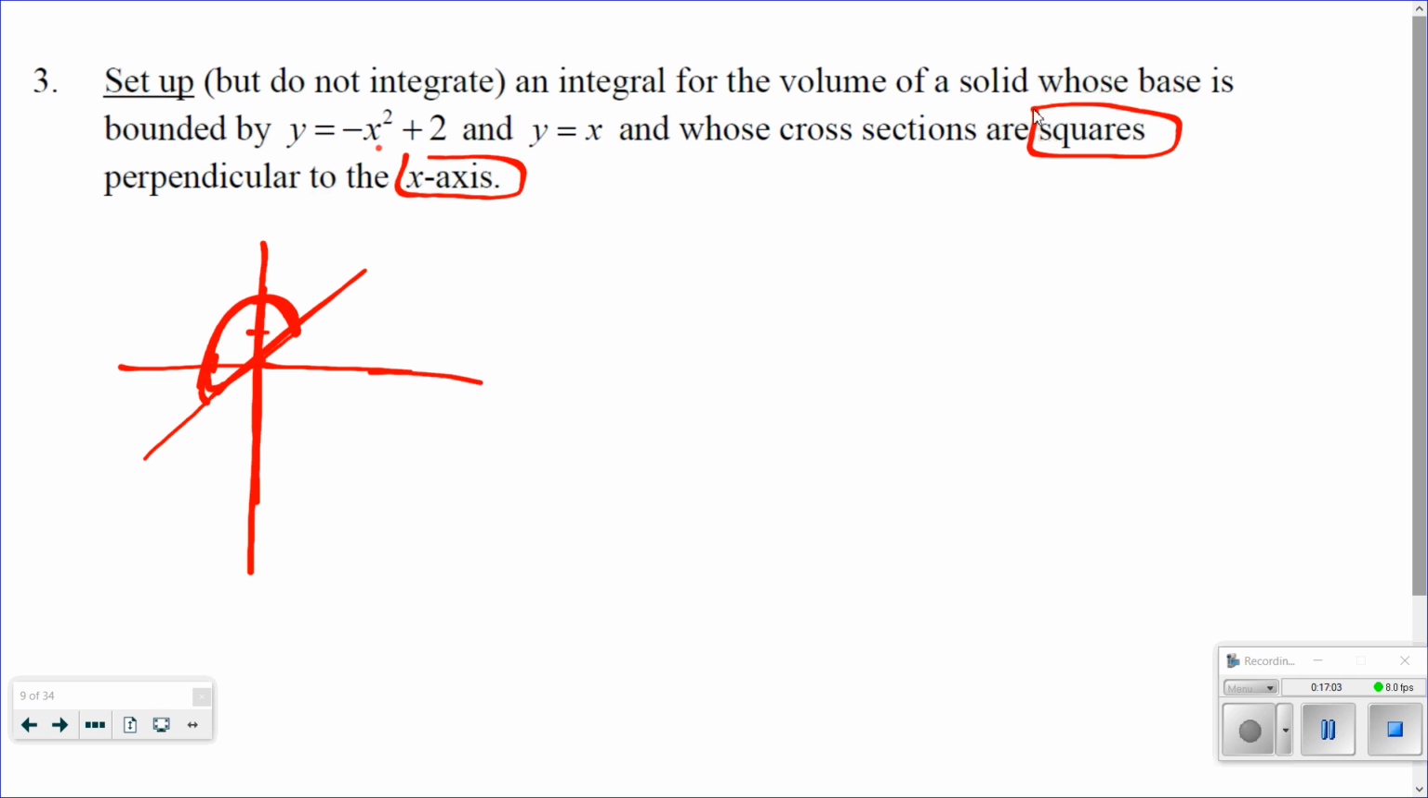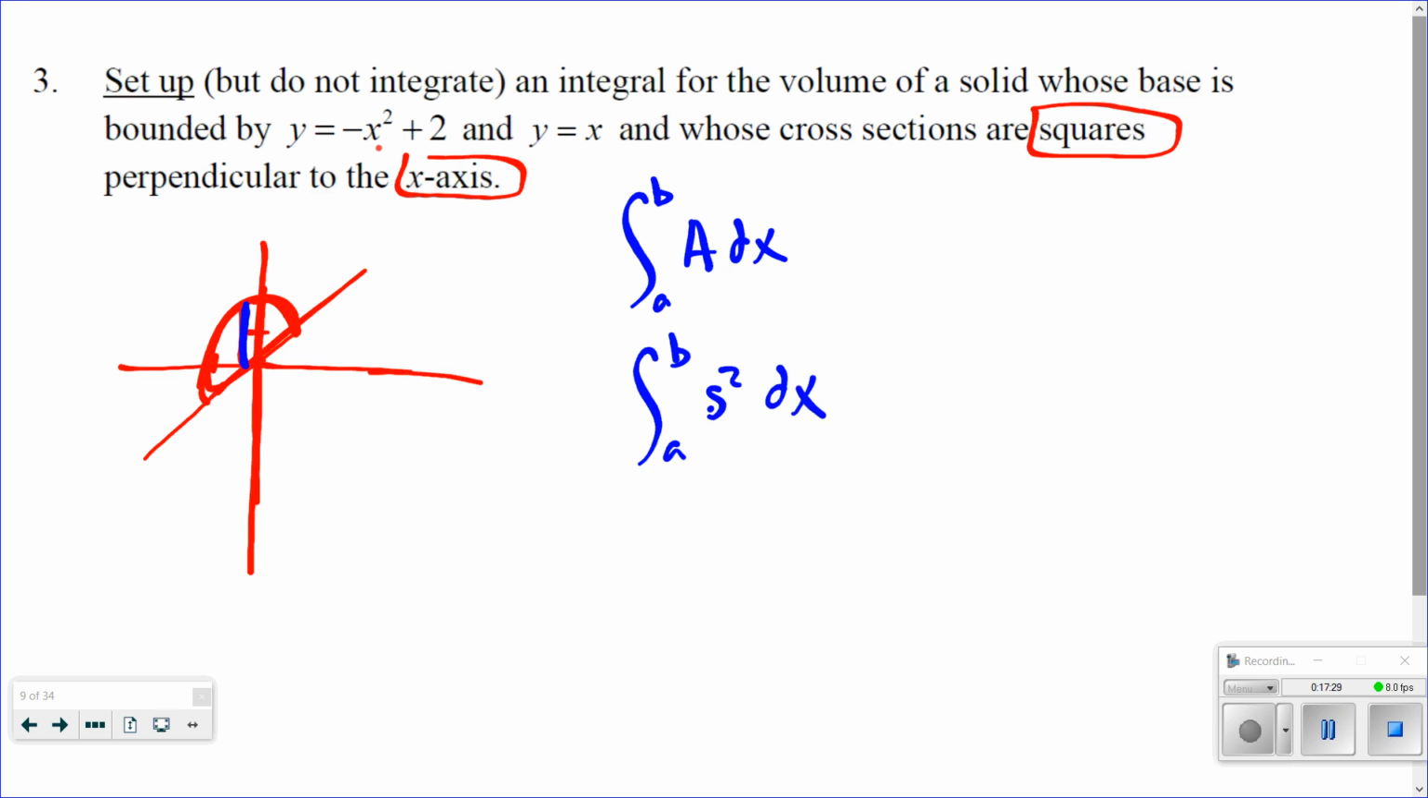Okay, we want it to be perpendicular to the x-axis, so my cross-section is going this way. Let me do it in a different color. My cross-section is moving this way, and it's a square. So let's go ahead and set it up. I'm going to do the integral from, I don't know what my limits are yet, we'll just leave it a and b, of the area, and it's dx. And my area formula is going to be the side squared. So I've got to figure out how long one side of my square is.